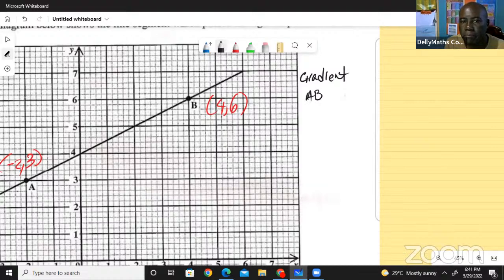of AB. Now remember, it's all about y2 minus y1 over x2 minus x1. Concept here is changing y over changing x. All right, rise over run. So let us label. This is x1 followed by y1 beside it. This is x2 followed by y2 beside it, right?